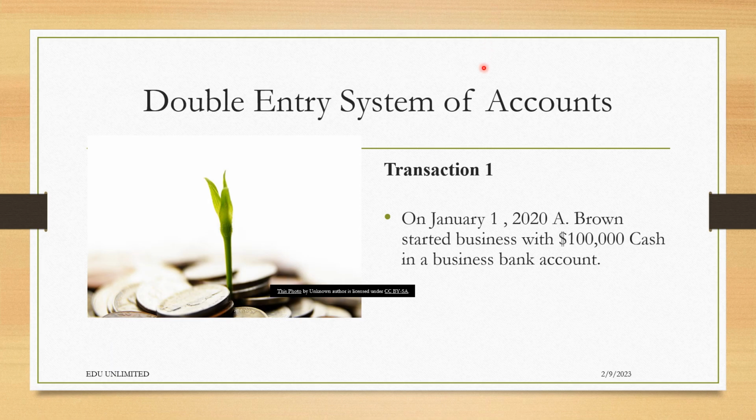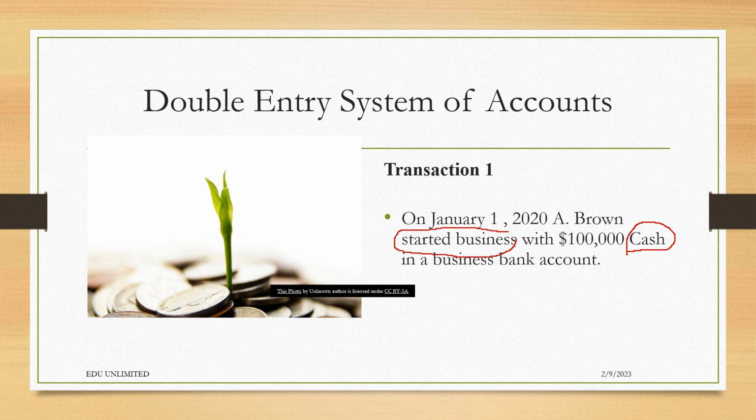So let us look at our first transaction. On January 1, 2020, A. Brown started business with $100,000 cash in a business bank account. The first thing that we will do is to look at the two accounts that are concerned. And so one account would be cash at bank, and the other account would be capital.